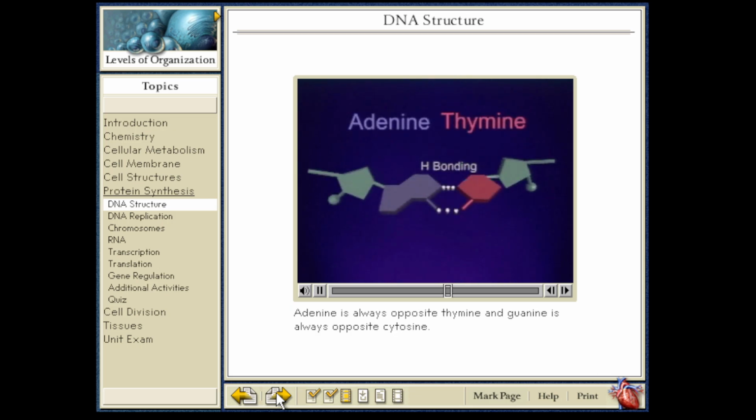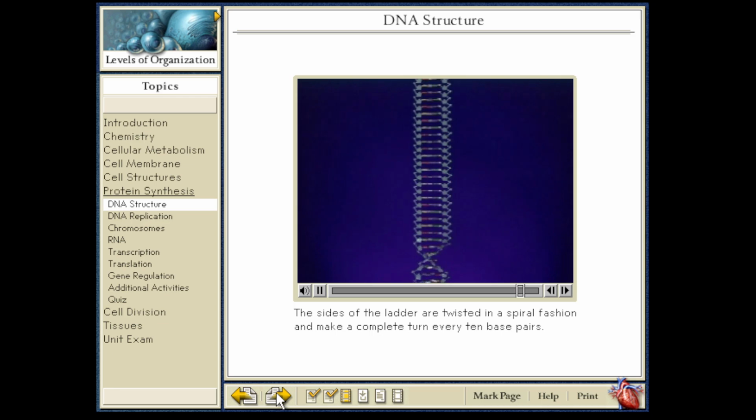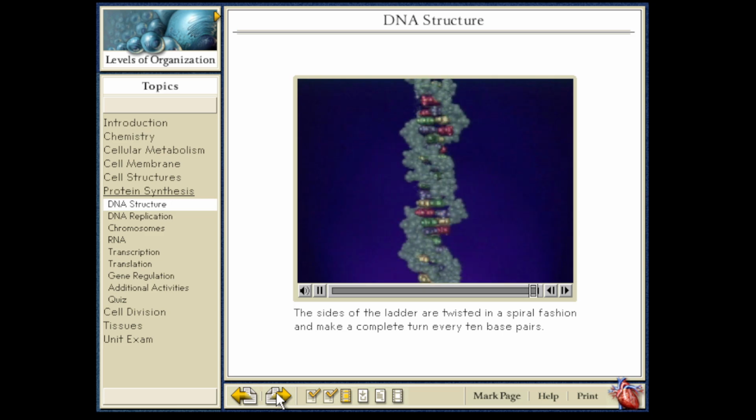Adenine is always opposite thymine, and guanine is always opposite cytosine. These complementary pairs of nitrogenous bases lie next to one another because their sugar-phosphate chains run in opposite directions. This anti-parallel orientation of the 2 nucleotide strands brings the bases into position for hydrogen bond formation. The sides of the ladder are twisted in a spiral fashion and make a complete turn every 10 base pairs.